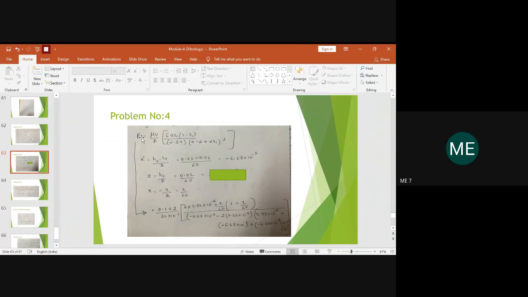But to go for the pressure equation, you need to know the value of A also. So A, you know the equation already, which is H2 by B. H2 value is known, which is 0.02, and the width of the bearing is also known, which is 60. So kindly divide 0.02 divided by 60. See the value of A, how much you get.